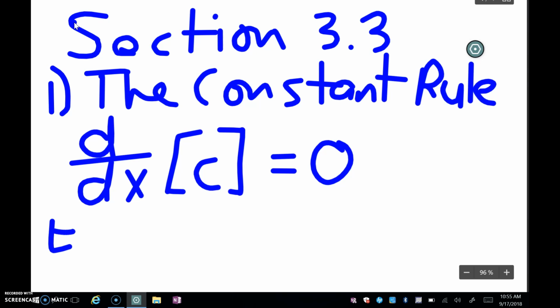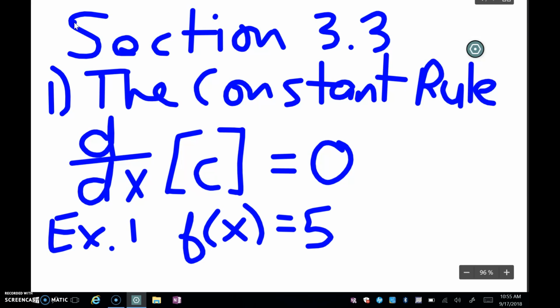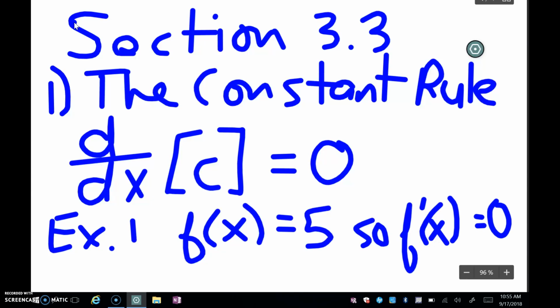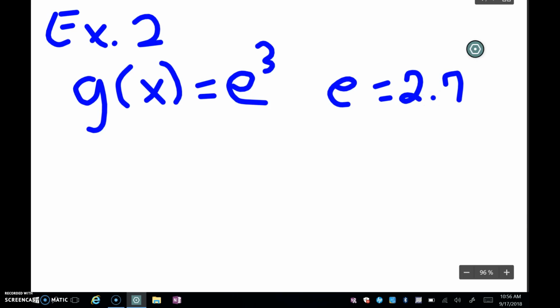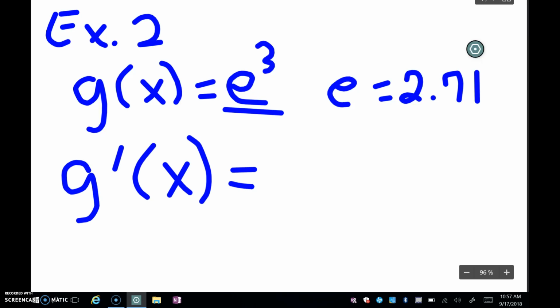So for example, if I have f of x equal 5, that's a standalone constant. So the derivative, which is represented by this f prime notation, is going to be 0. For my second example, we have g of x equal e to the third, and this is also a constant. Remember, e is approximately equal to 2.71. So e to the third is a constant. There are no variables in that problem, there's no x in that problem. So for the same reason as before, the derivative is going to be 0.